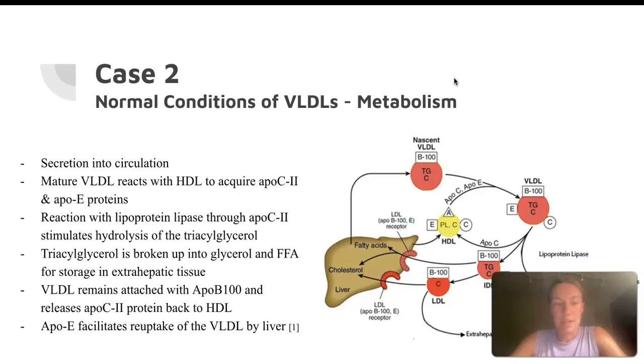After that process, the VLDL remains attached to the ApoB100 protein, but it gives its ApoC2 protein back to HDL. And then the ApoE protein remains on the VLDL as well, and the ApoE helps with the reuptake of VLDL back into the liver to be reused again.